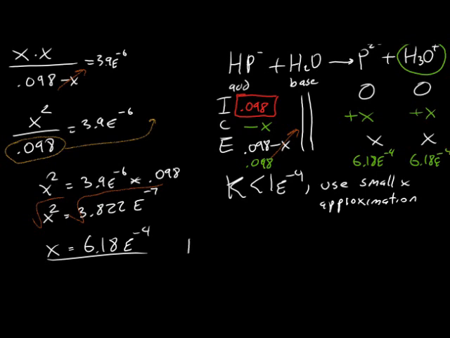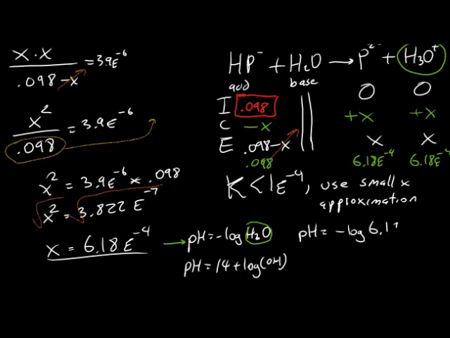Now remember that our pH can either be negative log of H3O, or it could be pH equals 14 plus log of OH. However, since H3O is what we have, we'll use the first option. So we'll say our pH is equal to negative log of 6.18 times 10 to the negative 4, and once again we can go back to the calculator to find that. We'll end with 3.21 as our initial pH for this titration.